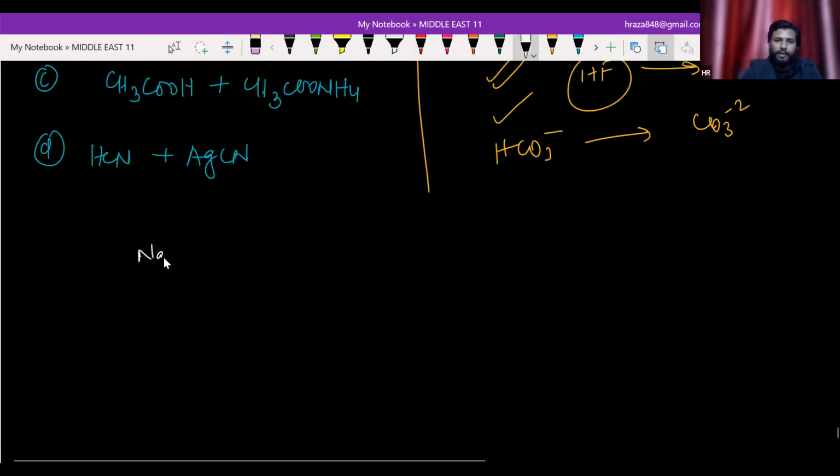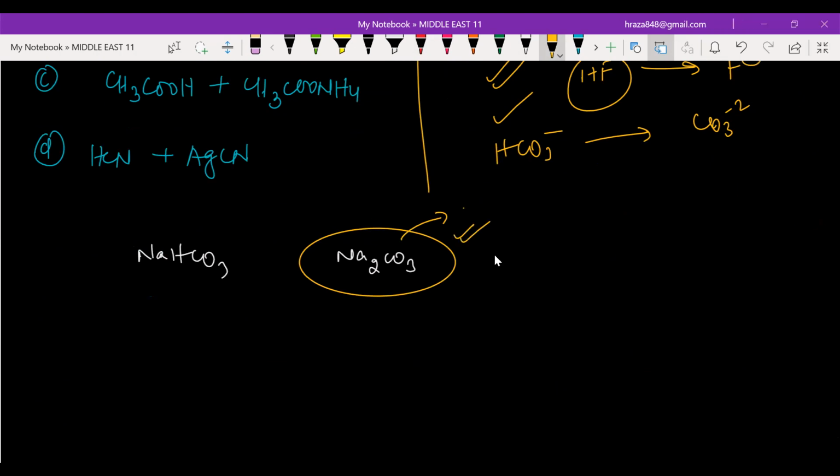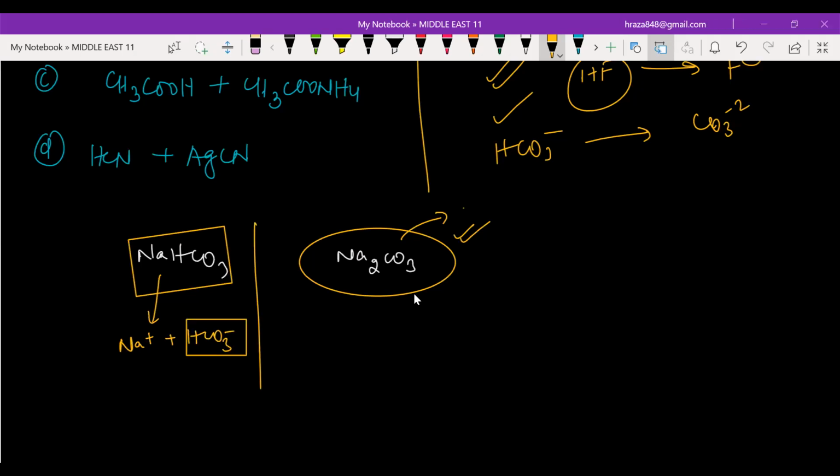You can see here it is NaHCO3 and here it is Na2CO3. If you look at this, you will say this is salt, right? Now if you look at this, you will say this is also salt, but this is an acidic salt, because if you dissolve this in the solution, it will be like HCO3 minus. And what about this?